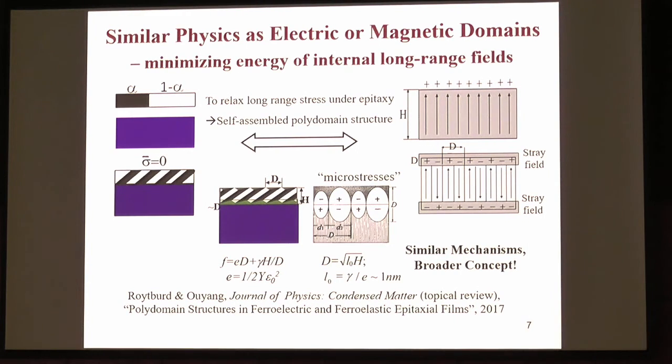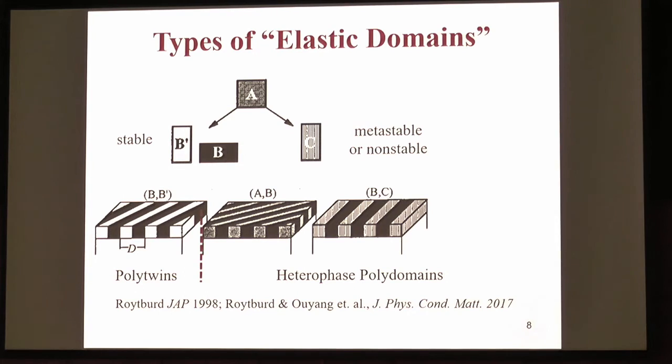And also, I would like to mention another type of domain. Let me just finish these two types of domain first. So again, if you summarize, you have a high symmetry phase. It goes down to low temperature, a lower symmetry case. You can form the stable phase in the parent, like B and B prime. They're just orientation variants.